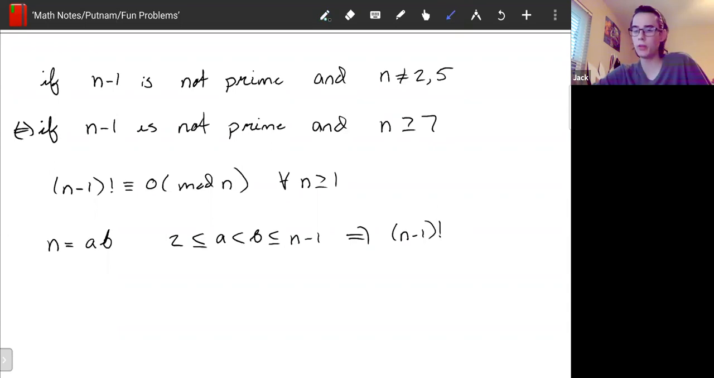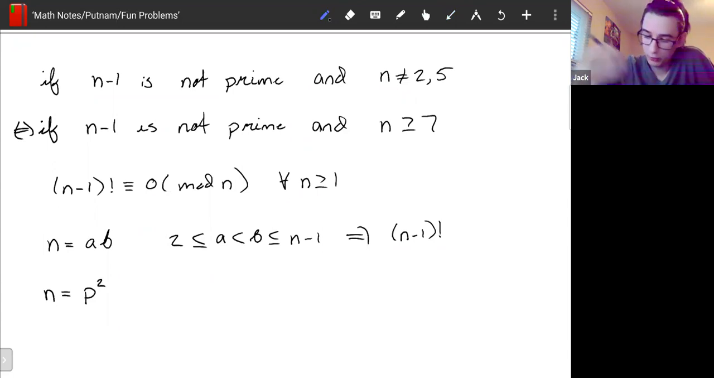And then the other case is if instead n cannot be written as the product of 2 distinct numbers that are not 1, then it must be able to be written as a prime squared, right? So that's the only other case. If it can't be written like this, it must be written as a square of a prime. And sorry, this isn't for all n. It's for all n greater than 4, right? Greater than 4.